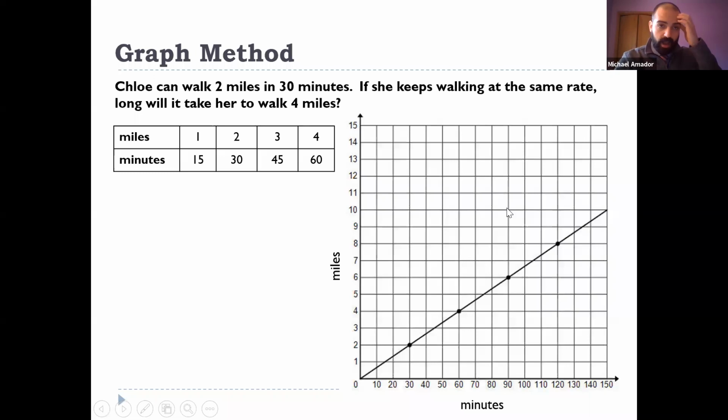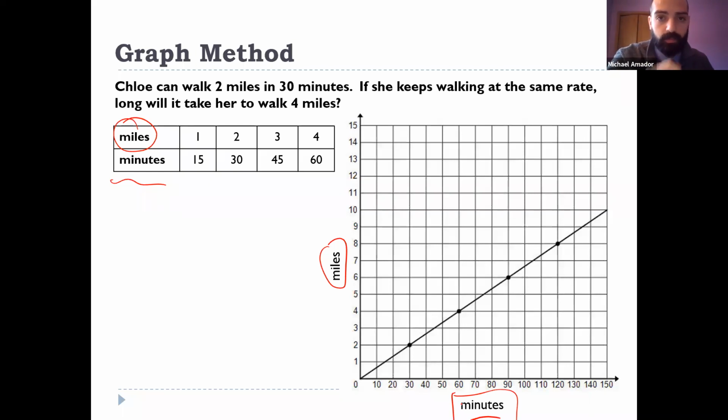So now using the graphing method, we know that Chloe can walk 2 miles in 30 minutes. We have our ratio table already set up here. If we want to graph this, what I need to do is find where on my graph miles are and where the minutes are. So I see that my miles are on the y-axis and my minutes are on the x-axis.